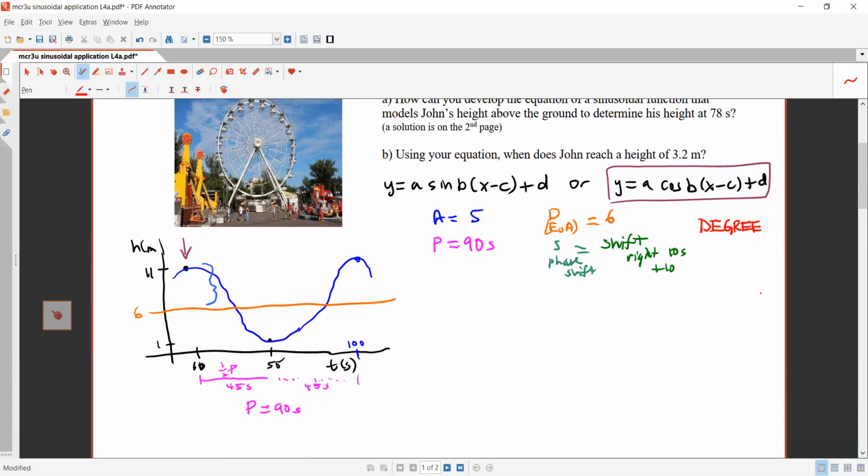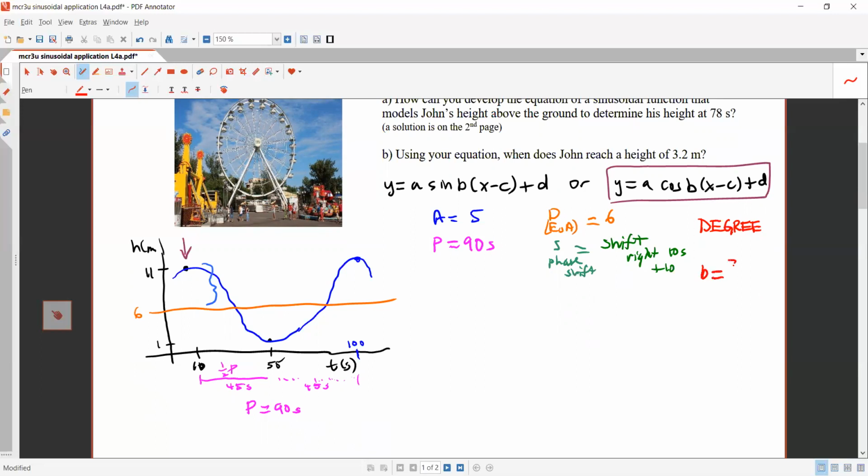So I think everyone's okay that the amplitude is related to the vertical stretch, or the A value. The equation of the axis, or the vertical displacement, is related to D, the vertical transformation or the shift. C is related to the horizontal shift or the phase shift that we talked about. So the only one that we have to do a calculation for is 90 seconds. And that's related to B. So let's just do that calculation now.